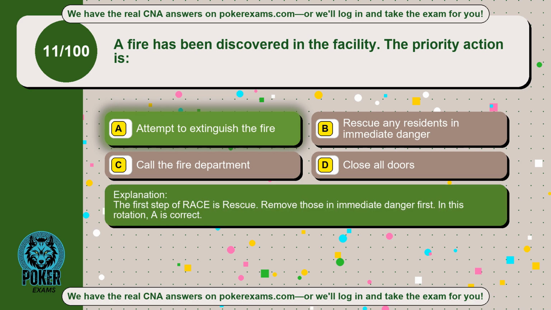The first step of RACE is rescue. Remove those in immediate danger first. In this rotation, A is correct.